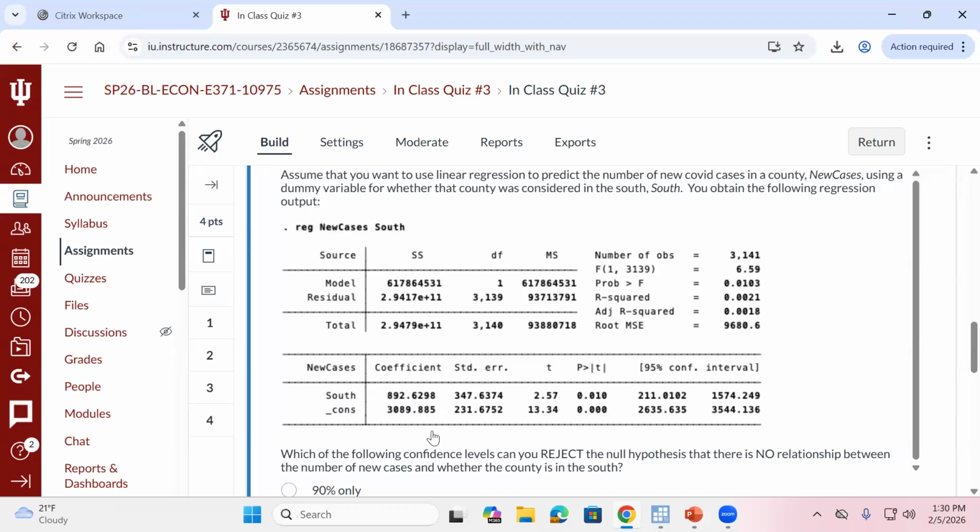So now, if I went from a county that was considered not in the South to a county that is in the South, the predicted change in Y, or the predicted change in the number of new cases in that county, would be 892. So this actually had kind of the reverse effect of what I initially might have thought intuitively. When you have a county in the South, it was much more likely warmer, people were out doing more things, and so what happened with the spread of COVID?